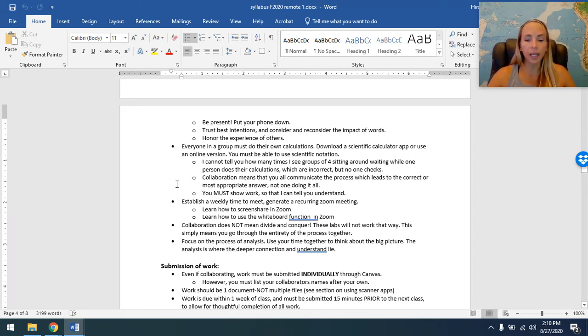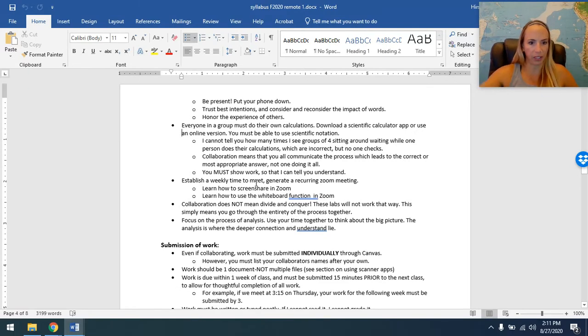Collaboration means that you all communicate and you're working through that process, which leads to something being correct, because that's not my goal. My goal is that you go through that process and that you work together. So my labs will not work in a manner in which you can just divide and conquer. It means you all go through it together. It's not like you take page 1 and I take page 2. It won't work like that. You will very quickly realize that is the definition of working harder, not smarter. They build upon each other. My labs are like stair steps. So you'll have to learn reasonable ways to do that.